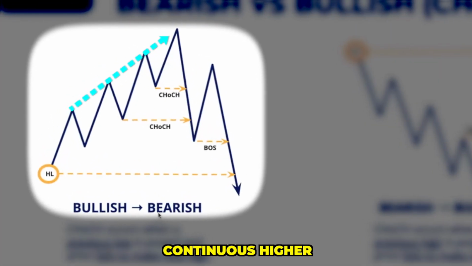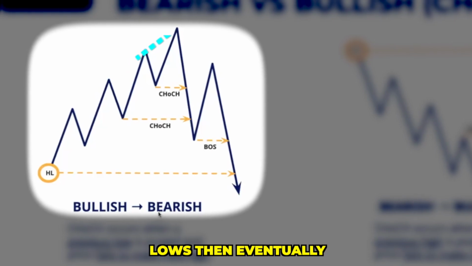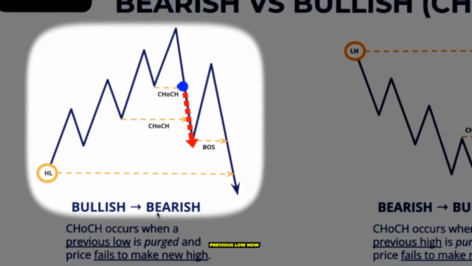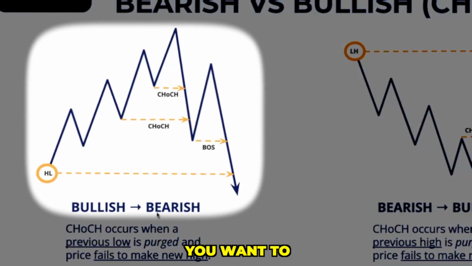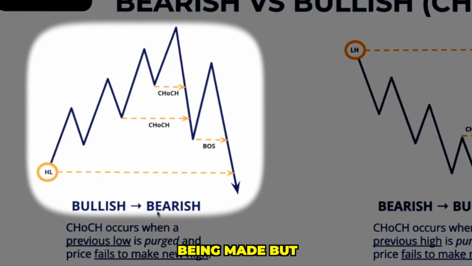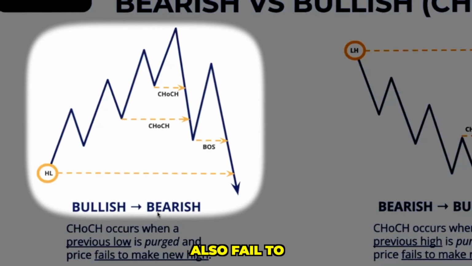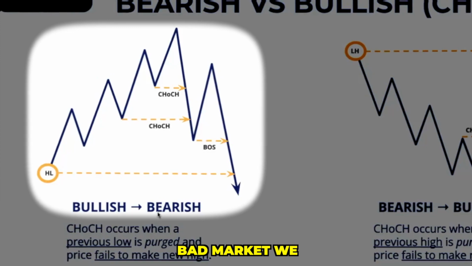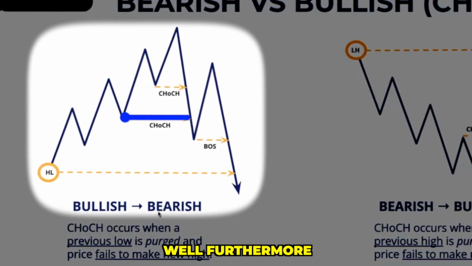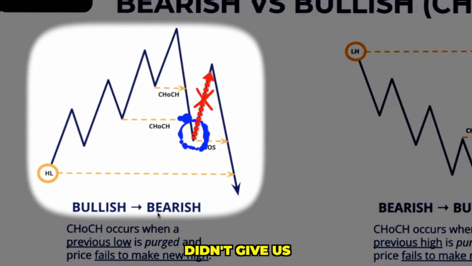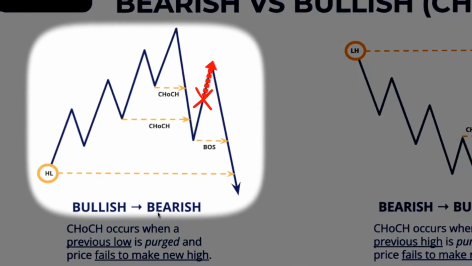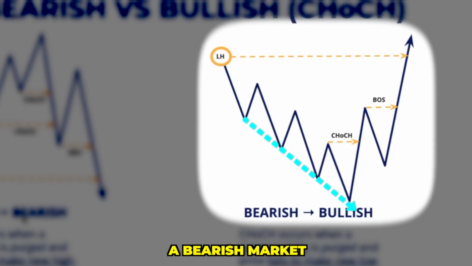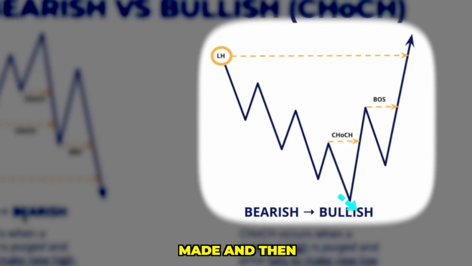Say we are making continuous higher highs and higher lows. Then eventually we come down, breaking through the previous low. Now keep in mind, when you're in a bullish market you want to see new highs being made. But here we break through this low and also fail to make a new high, which may indicate that we're in a bear market. We also break through this low as well. Furthermore, since this low didn't give us a new high, we can confirm that we have now shifted to bearish market structure.